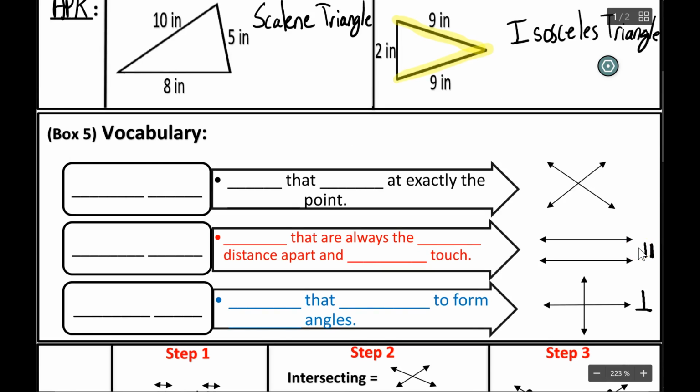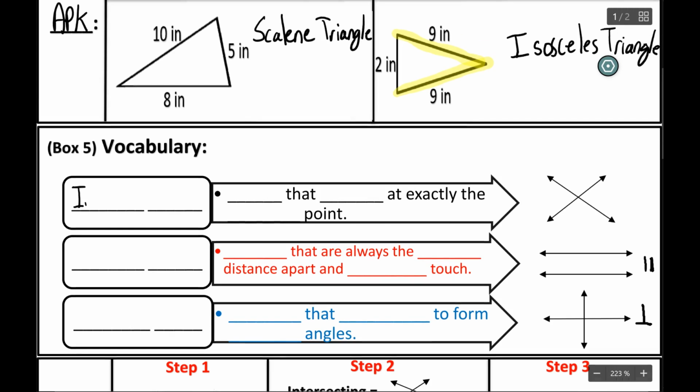Going on into box 5, our new vocabulary. Remember, chapter 10 basically has new vocabulary every day. Our first new vocabulary term is going to be intersecting lines. Okay, intersecting lines. These are lines that cross at exactly the same point. Give you some time to write that down.